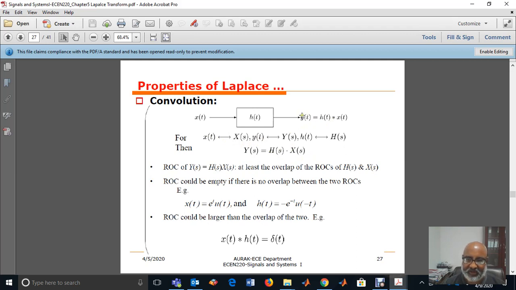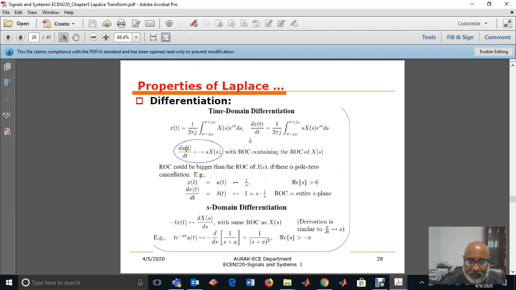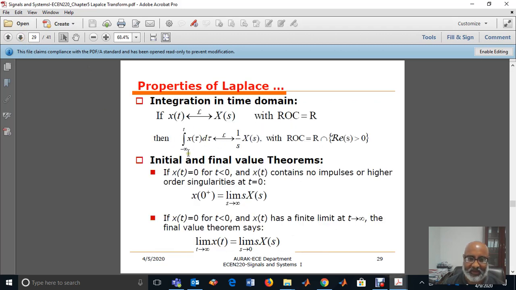That means convolution in time domain is multiplication in the Laplace domain, where H(s) is equal to Y(s) over X(s). H(s) is called the transfer function of the system. And we saw the derivative property: d by dt of x(t) has Laplace transform s times X(s), the second derivative is s squared X(s), and so on. And the integration property: the integral of x(tau) d tau from minus infinity to t is 1 over s times X(s), and so on.